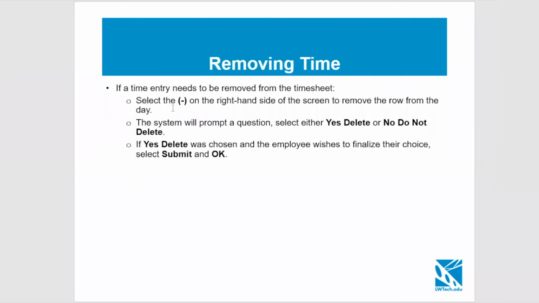Select the minus on the right-hand side of the screen to remove the row from the day. Then it will ask you whether or not you want to delete it, so you answer yes or no. Yes, delete, and then submit OK.